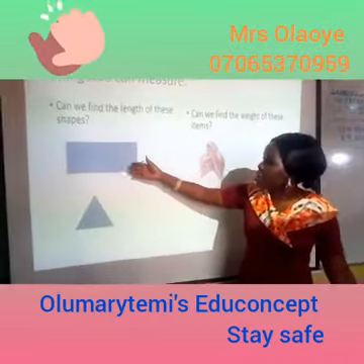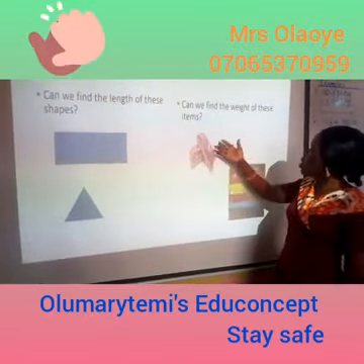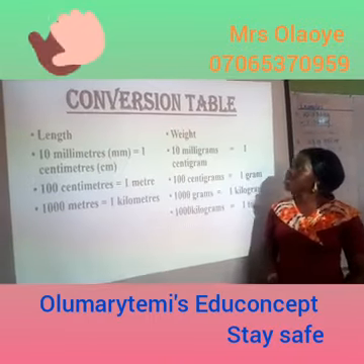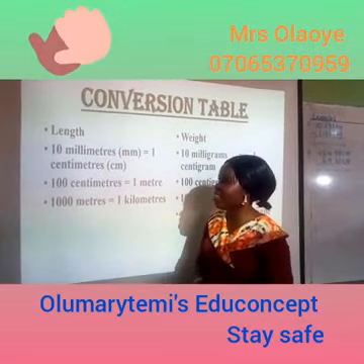Now let's quickly look at things we can measure. Can we find the length of this? Yes, we can find the length of this shape, rectangle, and the triangle. And we can also find the weight of this beef and also of this palm oil. We'll look at our conversion table. We want to look at the one for length first. Are you ready? Let's go.